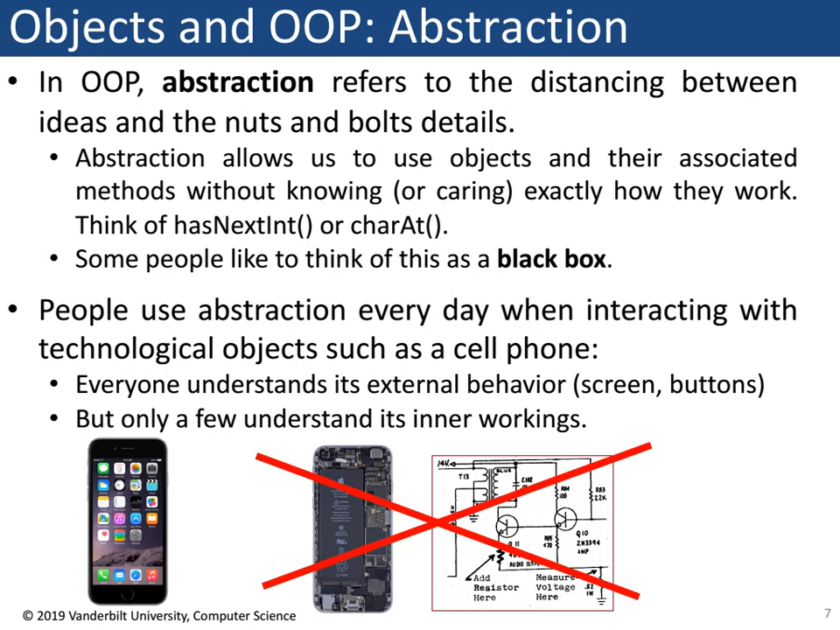You've done this already by using the methods built into objects. You can use the hasNextInt method built into a scanner object without actually knowing how that method is implemented. You've never looked at it and you don't care what the code is as long as it works. So a lot of times this leads people to think of it almost like a black box. I don't know what it does inside and I don't care what it does inside as long as it tells me what I need to know, as long as it does what I need it to do.